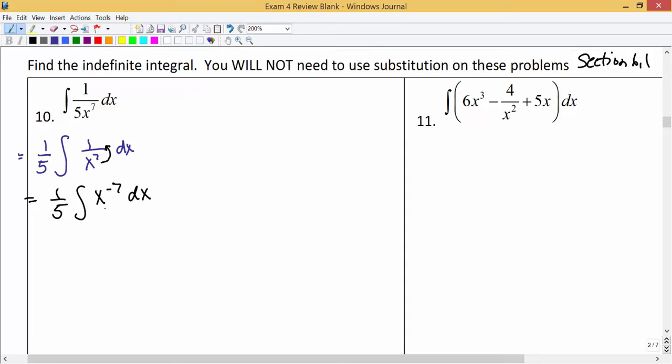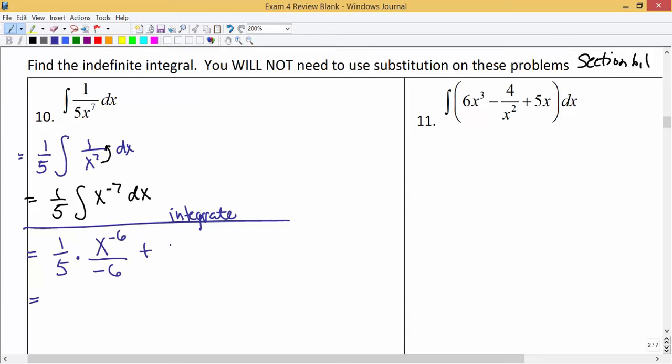So we're going to integrate now with respect to x. So we're going to add 1 to the power. So that gives me x to the negative 6th. We're going to divide by the new power. And then, of course, we're going to bring down that constant that's multiplied to the front of the integral symbol. Okay, and then I'm just going to simplify by multiplying across.